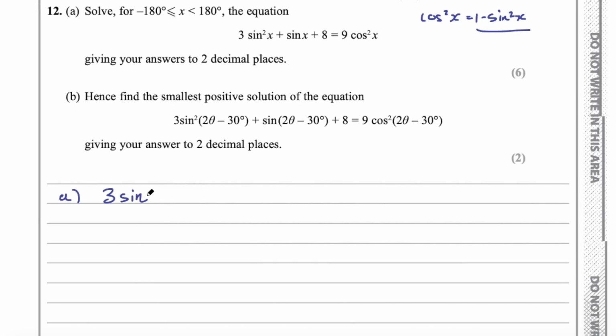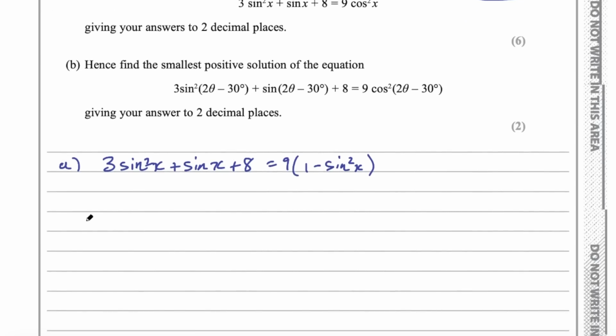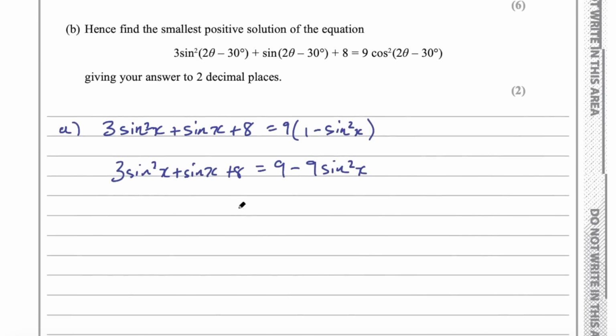So this equation will now look like 3 sine squared x plus sine x plus 8 equals 9 times 1 minus sine squared x. And if I expand those brackets out, I get 3 sine squared x plus sine x plus 8 equals 9 minus 9 sine squared x. And then keep simplifying, so add that 9 sine squared x over to the left hand side. So therefore 12 sine squared x plus sine x plus, and also I can subtract that 8 from the left hand side, so this is going to become a minus 1, and all of that equals 0.